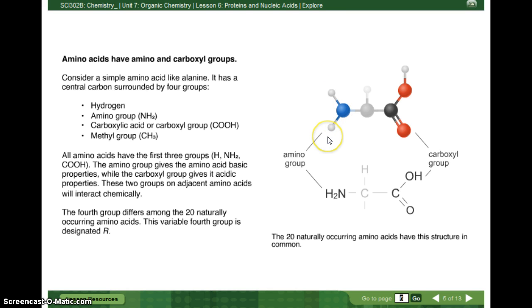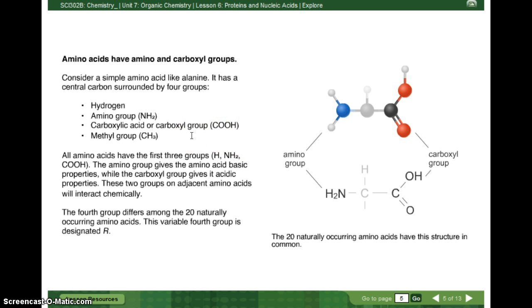So N with 2 hydrogens. It has a carboxylic acid or carboxyl group, which is carbon double bonded to an oxygen, single bonded to another oxygen, which is attached to a hydrogen. And that's why it's COOH instead of CO2H. They write it like this purposely because of that double bond, and then the hydrogen is attached to the other oxygen.